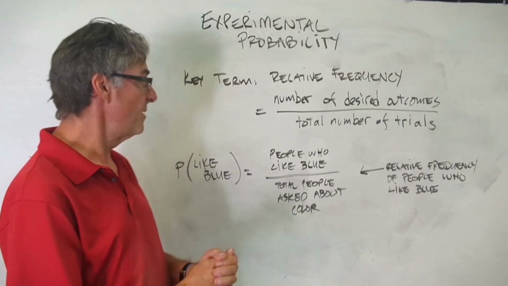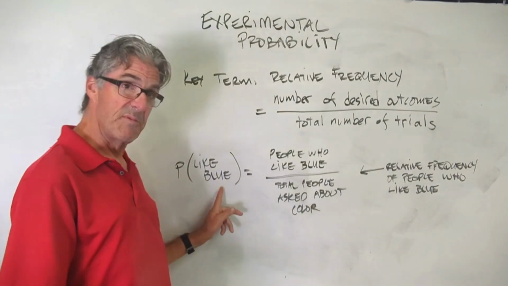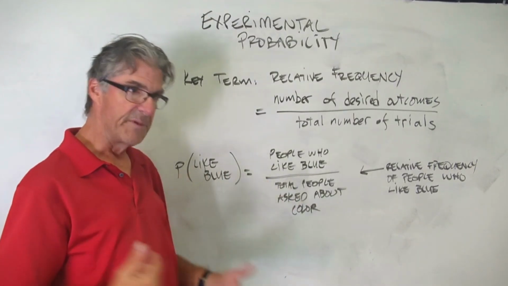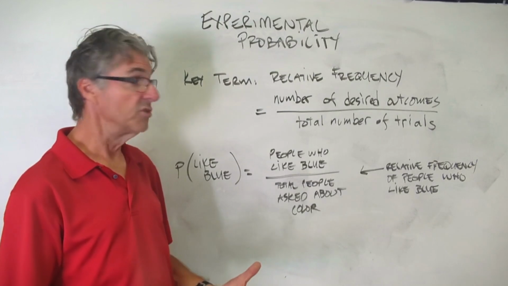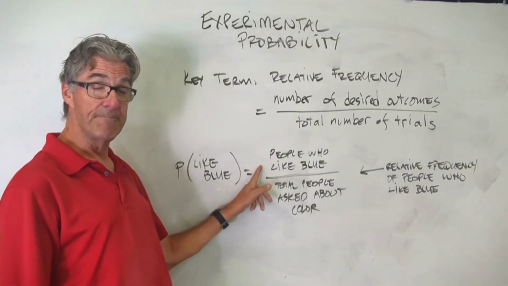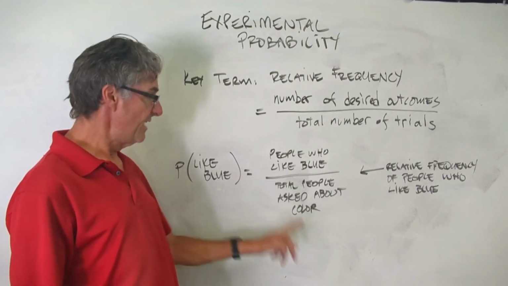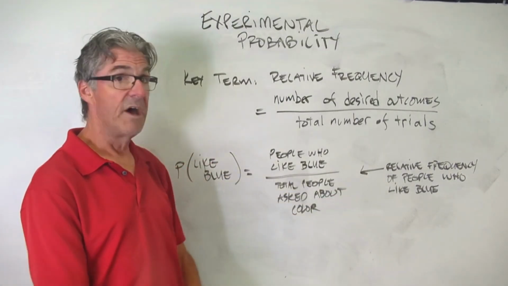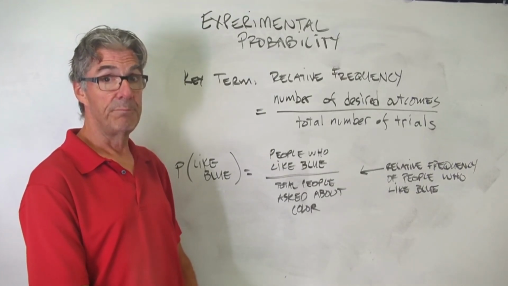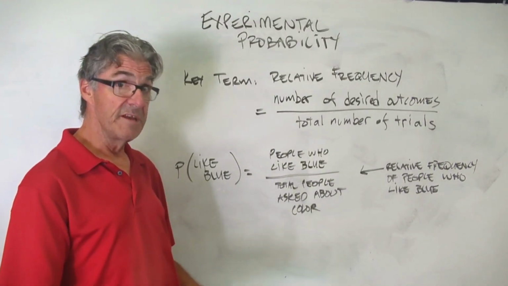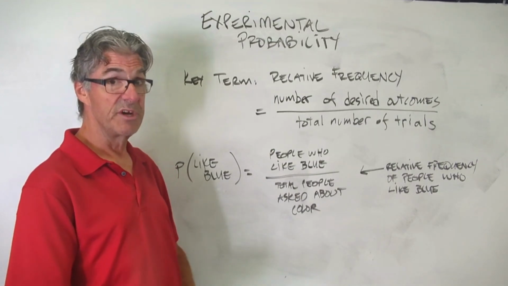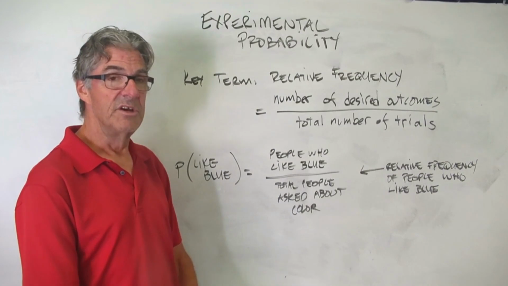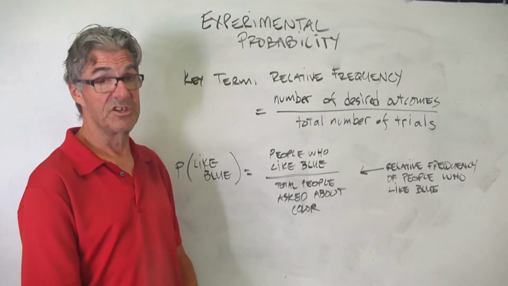So let's dig into this a little bit more. How about this one? What's the probability that a stranger likes blue? So I'm going to stand in a shopping mall and ask 500 people that walk by me, yes or no, do you like blue? And I'm going to track the number of people on top. These are the people who do like blue. And then these are the total number of people that I've asked about color. And that's going to give me the relative frequency of people who like blue. Now, experimental probability can be used in a lot of different types of situations, and they can get a little tricky. So you've got to use your critical thinking skills to dive into the problem so you're sure that you do the right math to get to your answers.